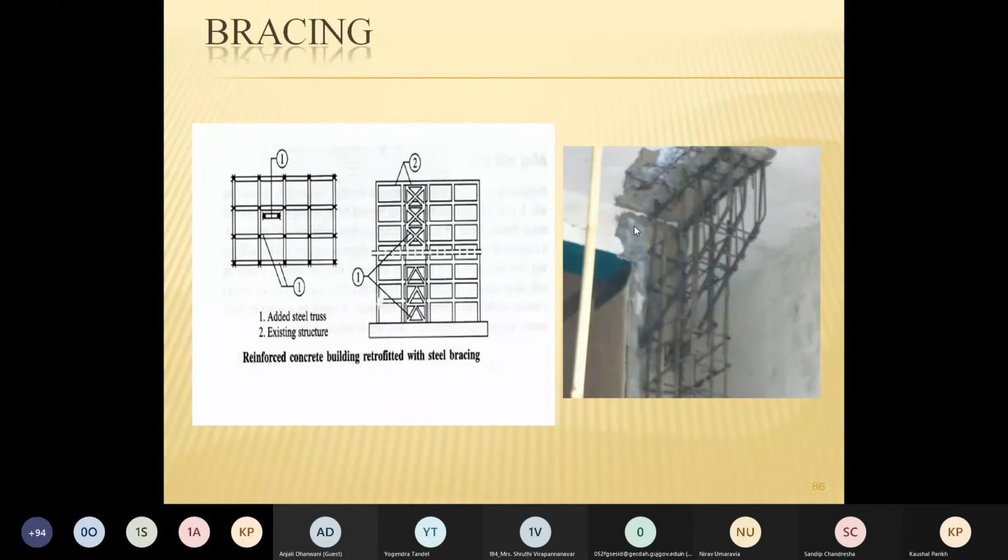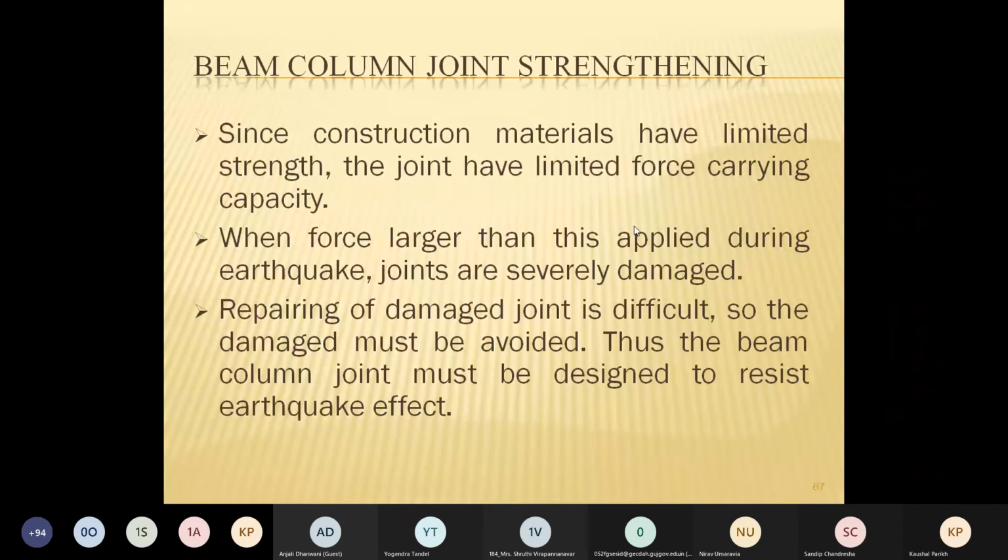Beam column joint strengthening. We have seen the beam jacketing, we have seen the column jacketing. Now the beam column joint is the weakest part as far as earthquake load is concerned, for the seismic region. So here the beam column joint jacketing can also be carried out.